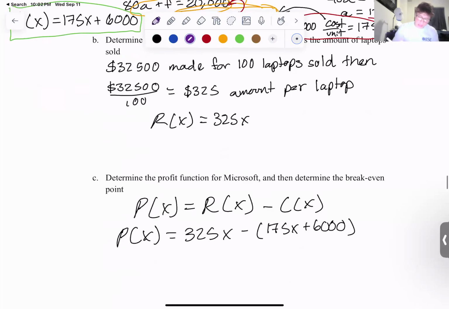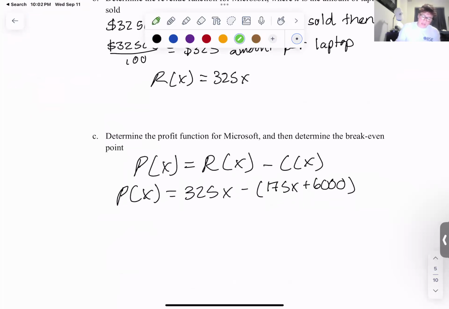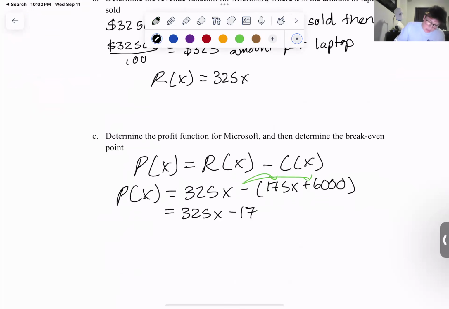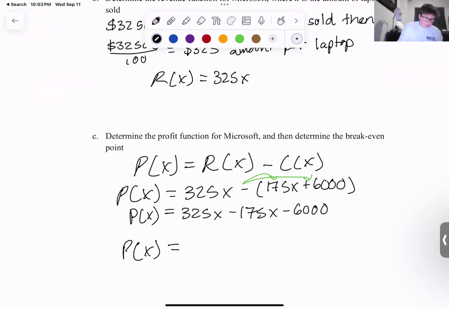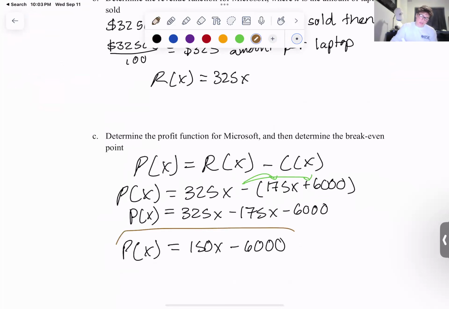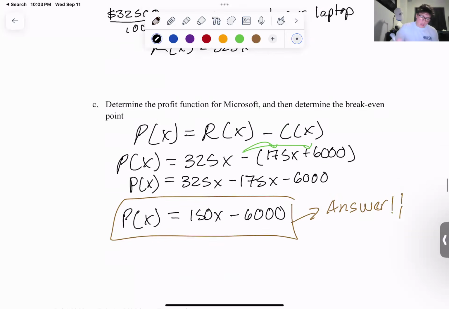Joshua, I'll get to your point in a second. When you subtract the cost function, it's minus this and minus that. So it's going to be 325x minus 175x and minus 6,000. 325 minus 175 is 150x minus 6,000. And that's it. That's your answer right there. All right.